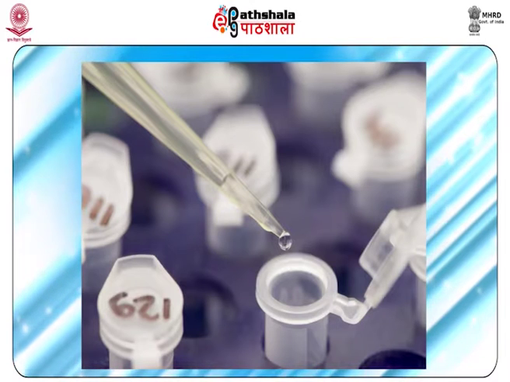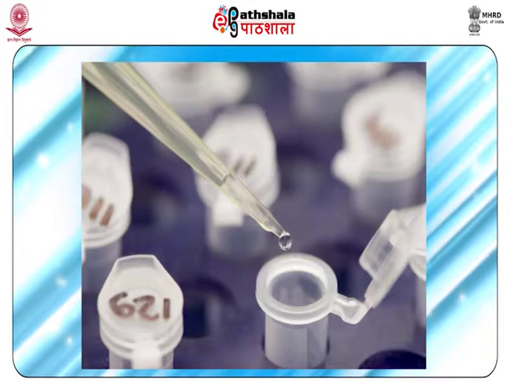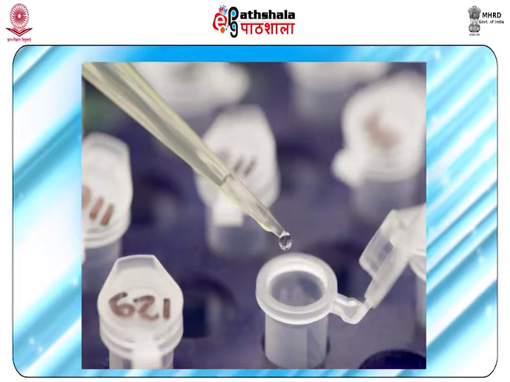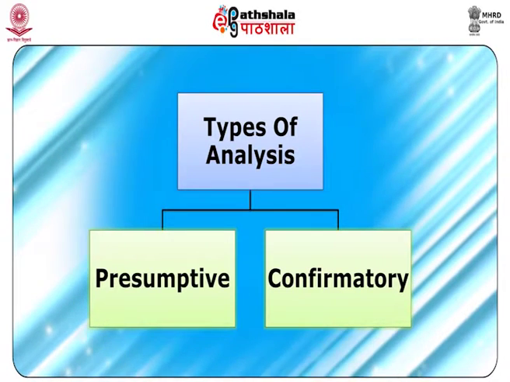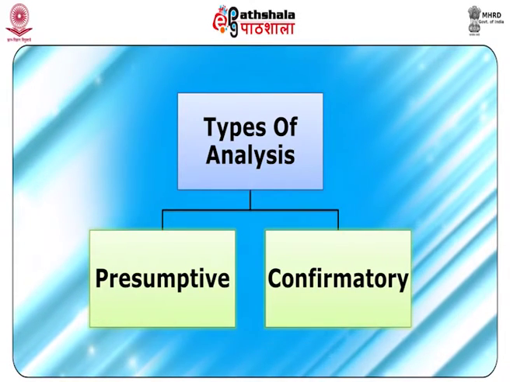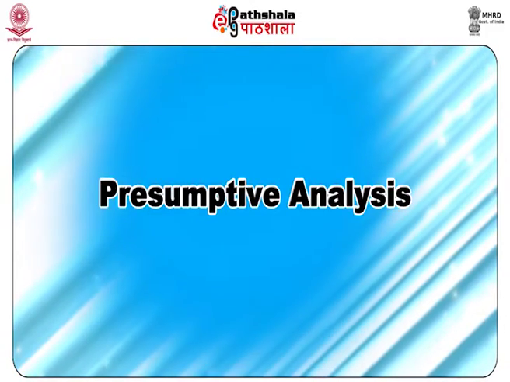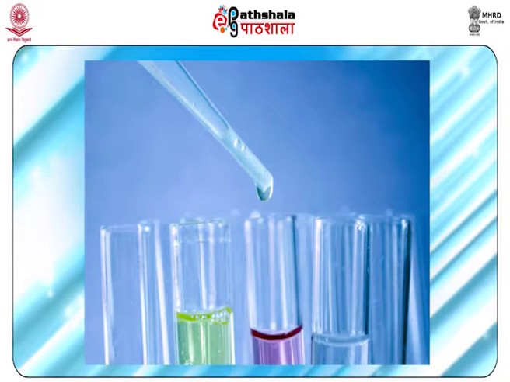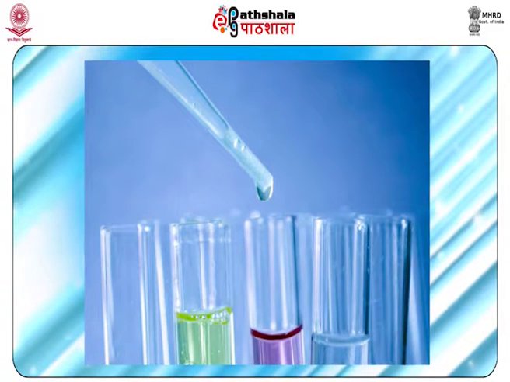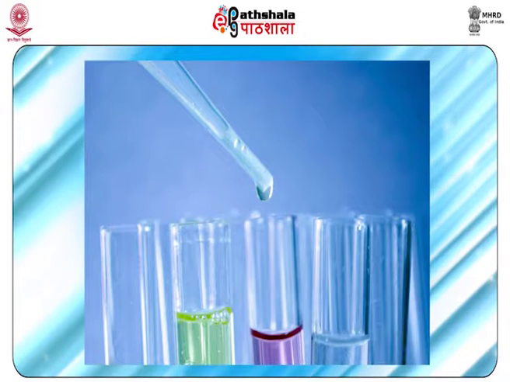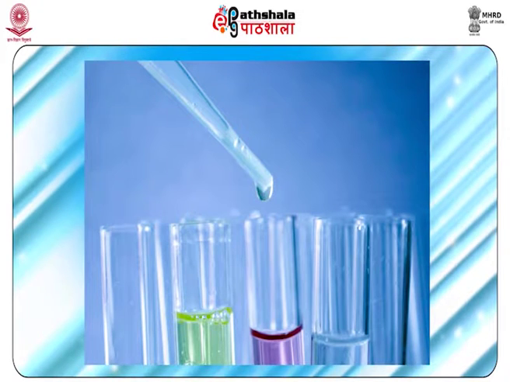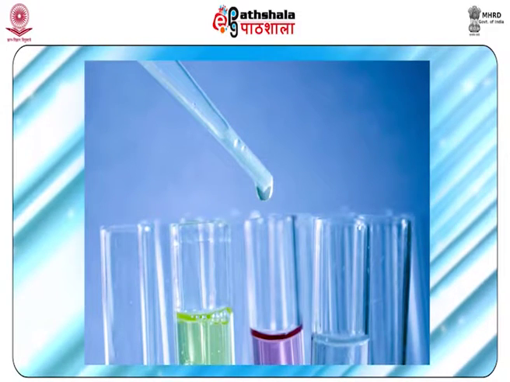The forensic scientist must first make an educated guess as to the identity of the substance. Two types of analysis can be used to identify the substance: presumptive and confirmatory. Presumptive analysis looks at the chemical and physical properties that are not unique enough by themselves for identification, but that provide enough information to narrow the search.